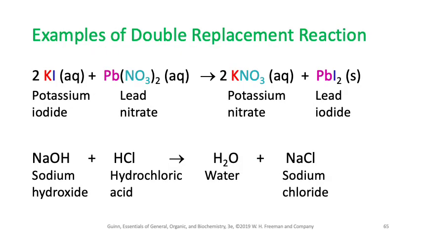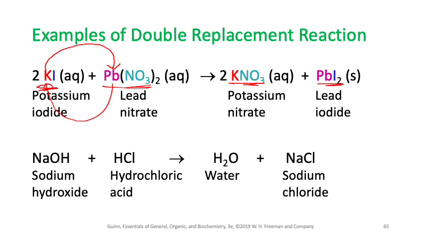So this is an example of a double displacement reaction where potassium iodide reacts with lead nitrate, giving you potassium nitrate and lead iodide. What's happening over here, potassium is taking the place of lead and lead is taking the place of potassium. That's why potassium nitrate is going to form and lead iodide is going to form.